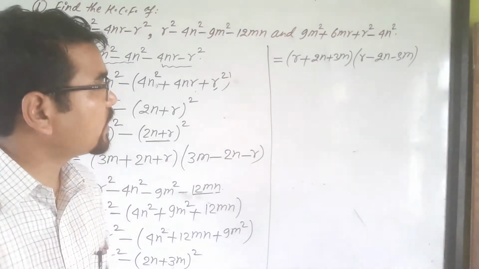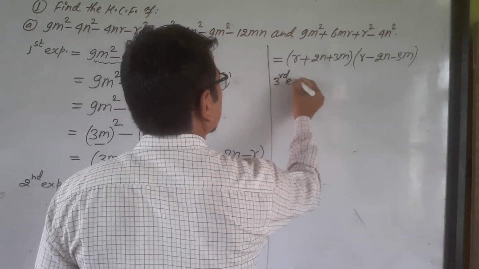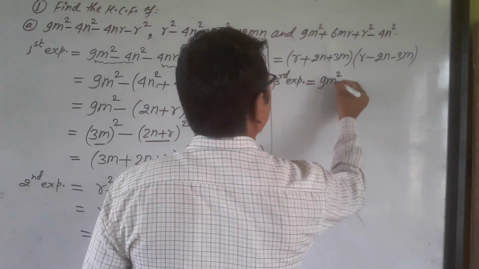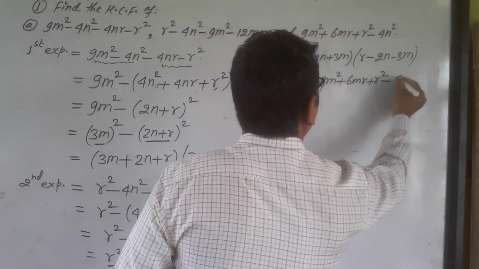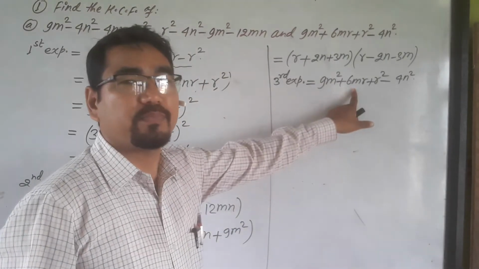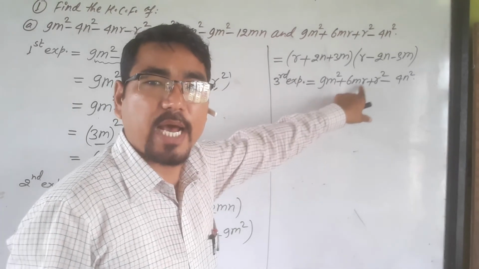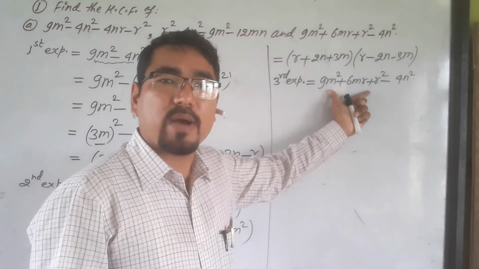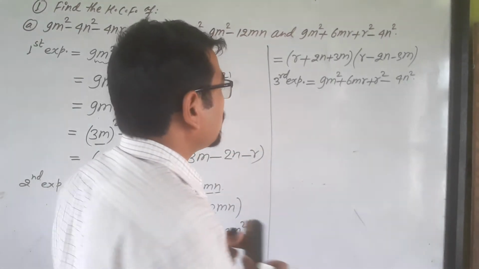The third expression is also a similar type of question. Look here, the third expression we can take. The third expression is equal to 9m square plus 6mr plus r square minus 4n square. Directly you can see 6mr here is the term containing m and r. So the terms having m and r you can write together. You can do grouping, so let's do it.